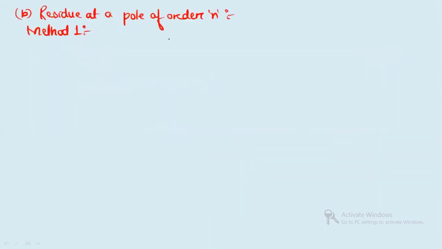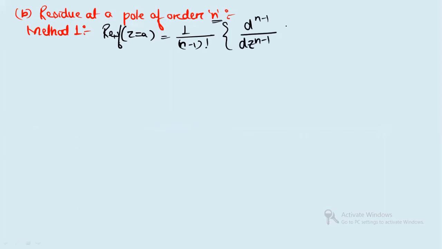If you have to find a residue at a pole of order n. Okay, this time it's for a pole of order n. So the first method is what? Residue at z equals a, for this particular pole, you can write 1 by (n minus 1) factorial, and you will have here d to the power n minus 1, dz to the power n minus 1, of (z minus a) to the power n f(z), and here z is equal to a.